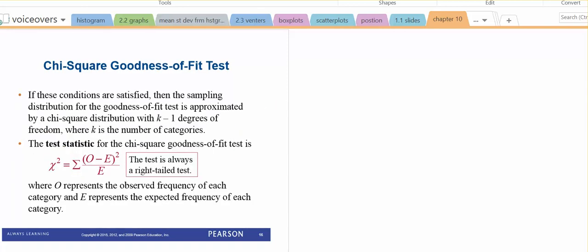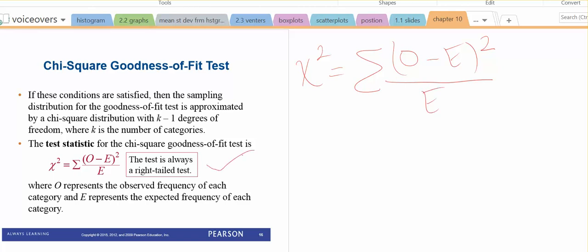Now, chi-squared is found by summing up the following. So you can see the formula right there, but chi-squared is the sum of every observed minus expected, and then you square it so that it won't be negative, and then you divide by the expected. So chi-squared test is always a right-tailed test, so it's always going to be greater than, no matter what.